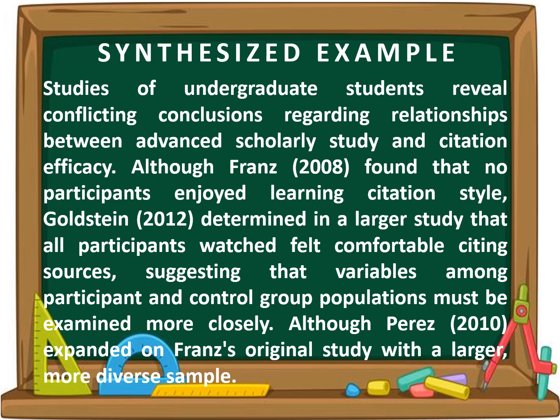Studies of undergraduate students reveal conflicting conclusions regarding relationships between advanced scholarly study and citation efficacy. Although France in 2008 found that no participants enjoyed learning citation style, according to Golden in 2012, a large study determined that all participants felt comfortable citing sources, suggesting that variables among participant and control group populations must be examined more closely. Although Paris in 2010 expanded on France's original study with a larger, more diverse sample.